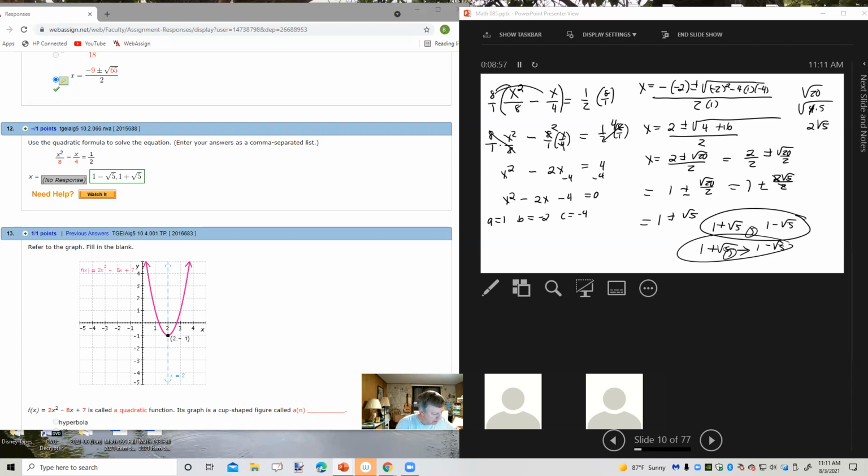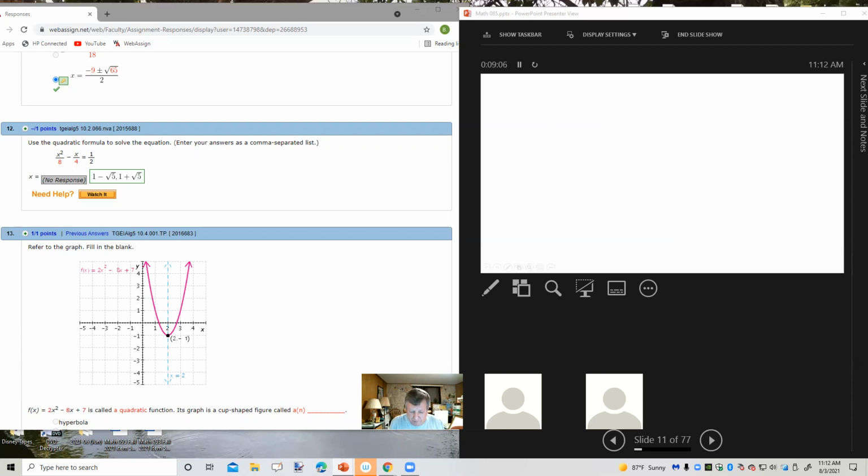Well, let's do this then. Let's go back and highlight some things in chapter 10. So 10.1, we looked at the square root property. The idea there was that you got things in the form of a perfect square equals a constant.